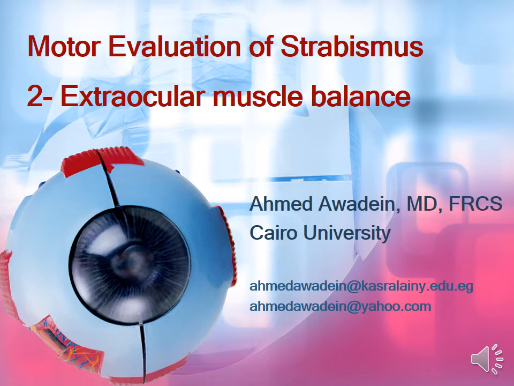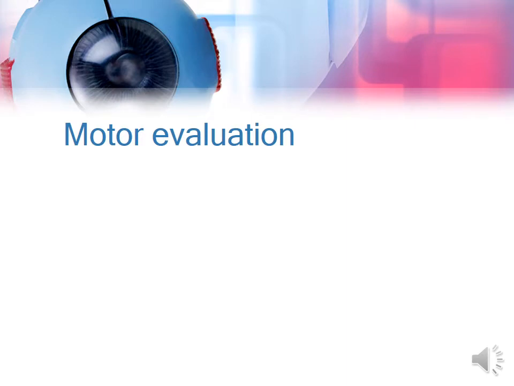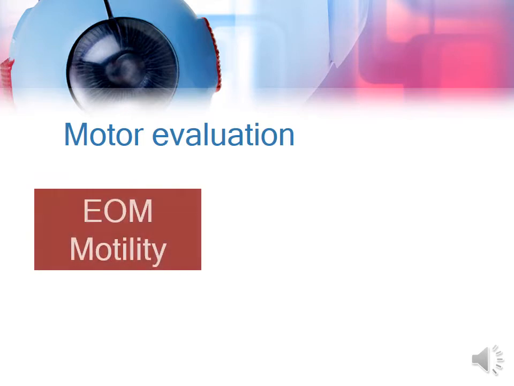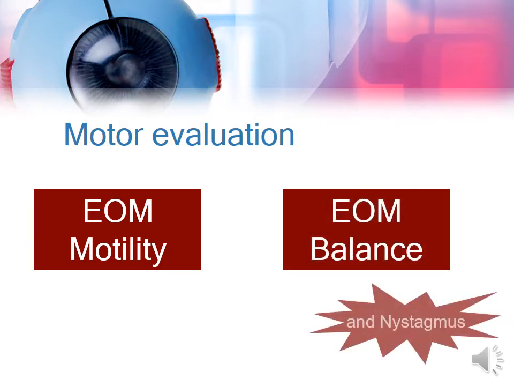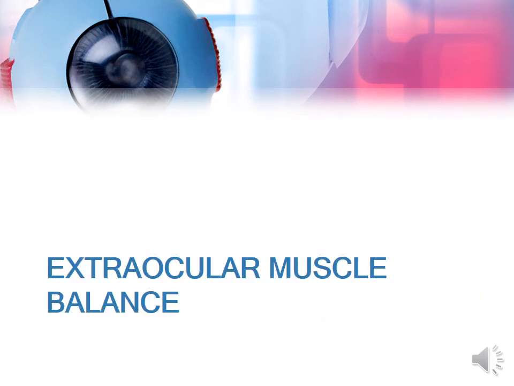Hello, in this presentation we are going to carry on what we started about the motor evaluation of strabismus. In this presentation we will cover the extraocular muscle balance. In general, motor evaluation of strabismus is divided into two main parts: evaluation of the motility, which we covered in the first presentation, and evaluation of the extraocular muscle balance. Nystagmus is also sometimes included as a part of the motor evaluation. In this presentation, I am going to discuss in brief the evaluation of the extraocular muscle balance.